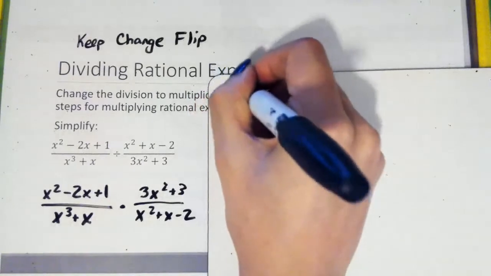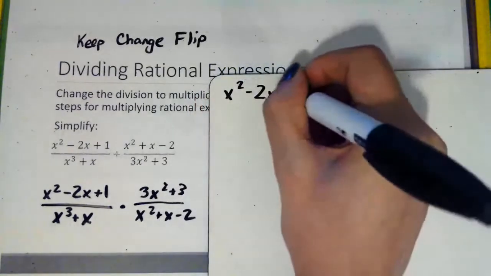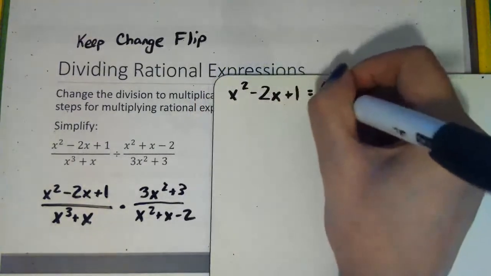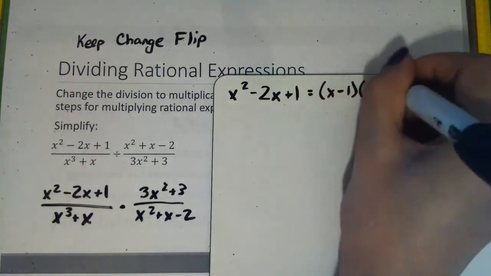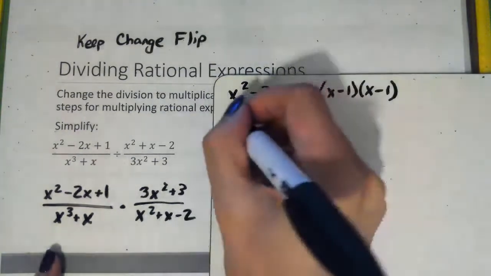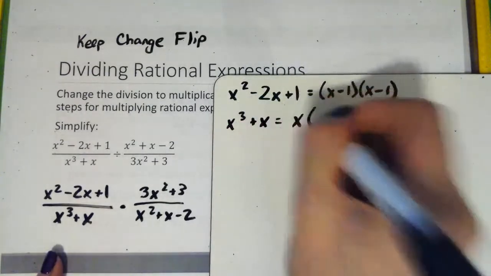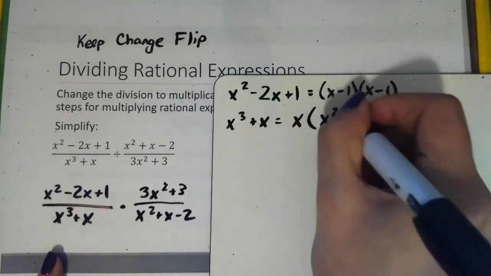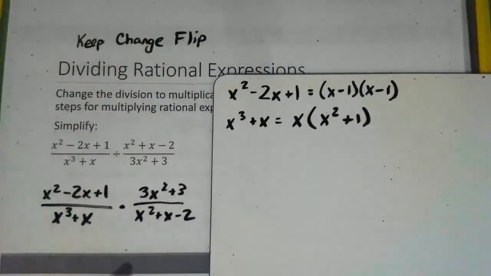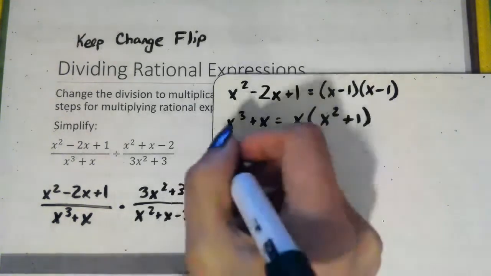First up, we have an x squared minus 2x plus 1. That factors into x minus 1 times x minus 1. We have an x cubed plus x, which has the greatest common factor of x, leaving me with x squared plus 1. You may want to try to factor that x squared plus 1, but it is not a difference of squares. That's the only thing we know how to factor that's a binomial, and this isn't that, so it's stuck.